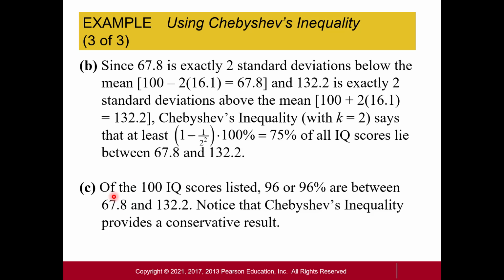If we compare that to part C, which we had found earlier, that actually 96% of the scores were between those two numbers, Chebyshev's theorem was a conservative estimate. And if you remember, the empirical rule said 95% of the scores were between those two scores. And so Chebyshev's theorem gives us a good minimum value.